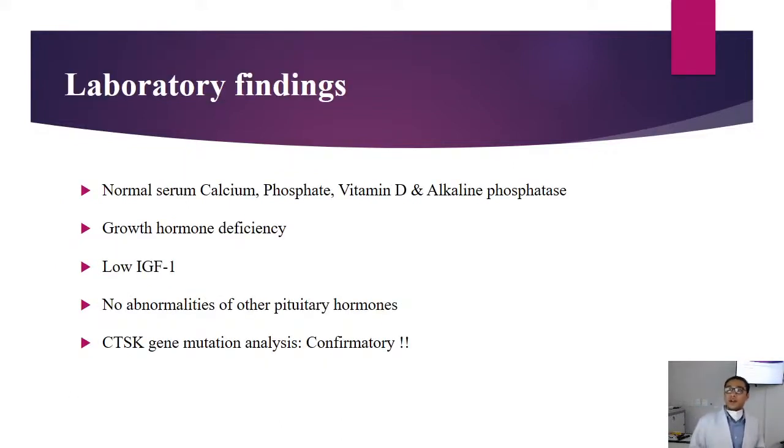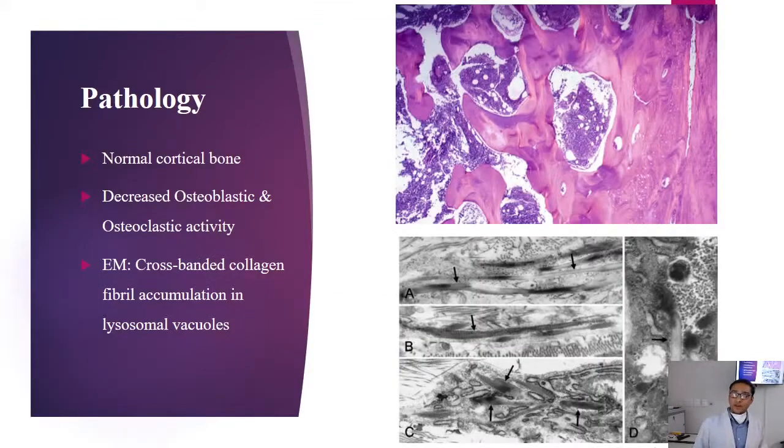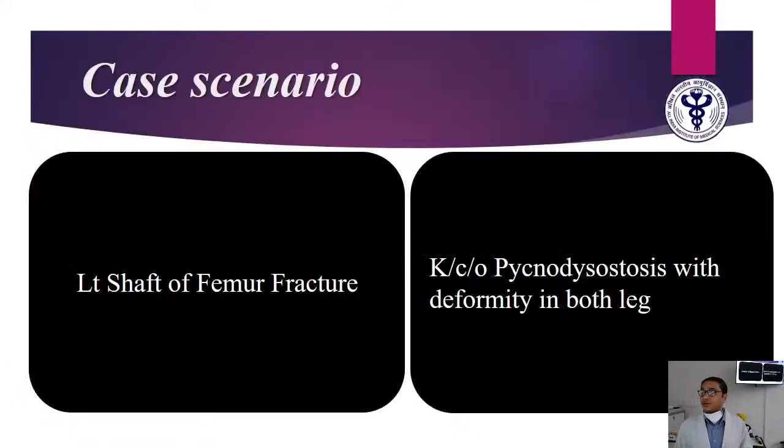In the laboratory findings, they have normal serum calcium, phosphate, vitamin D, and alkaline phosphatase levels. The growth hormone is deficient. The IGF-1 levels are low, but there is no abnormality of any pituitary hormones, and the cathepsin K gene mutation analysis is usually confirmatory. In the pathology, they have normal cortical bone, but the osteoblastic and osteoclastic activity is decreased. And in the electron microscopy, you can see cross-banded collagen fibrils accumulated in lysosome.